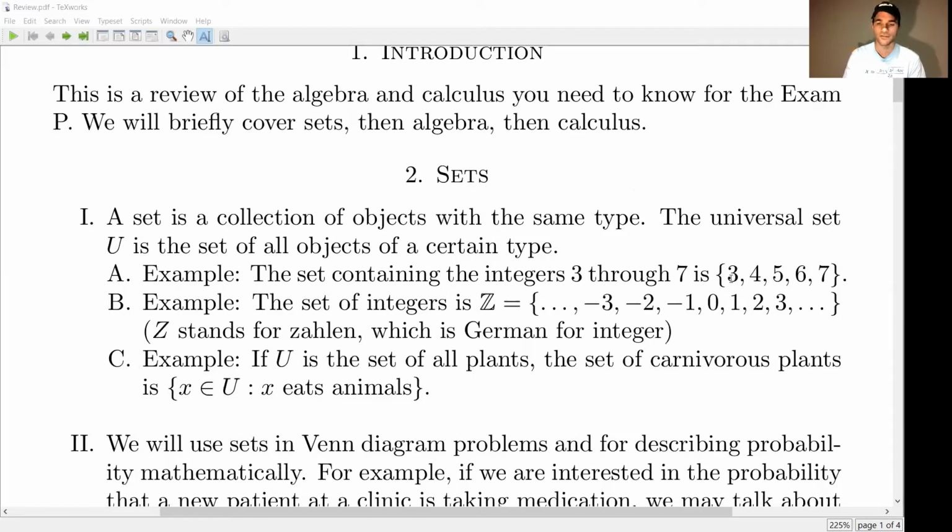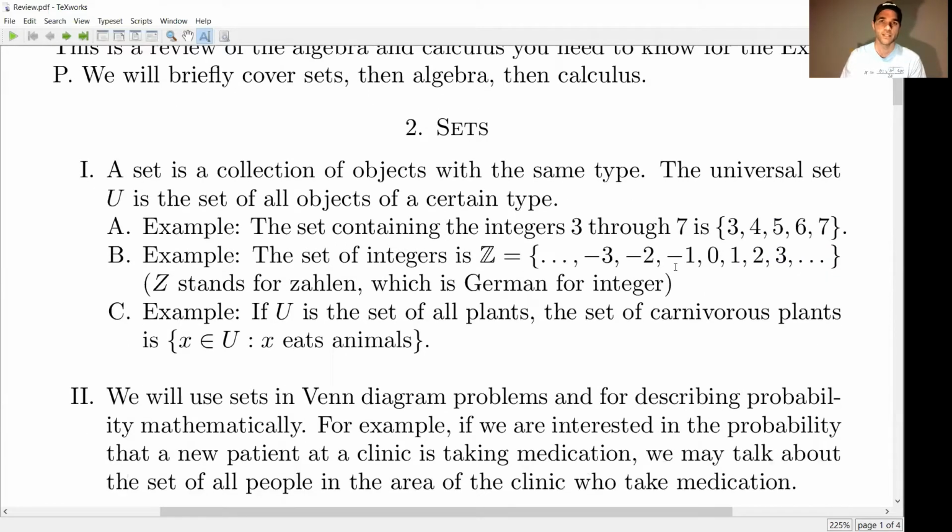So a set of integers 3 through 7, you can write down as writing all the integers 3 through 7 and then enclosing them within curly braces. If your set has a pattern to it, you can signify a continuation of that pattern using an ellipsis. So the set of integers is going to have two infinite sides that you can use patterns on, decreasing by 1 to the left and increasing by 1 on the right.